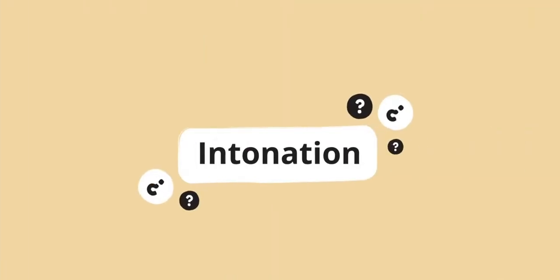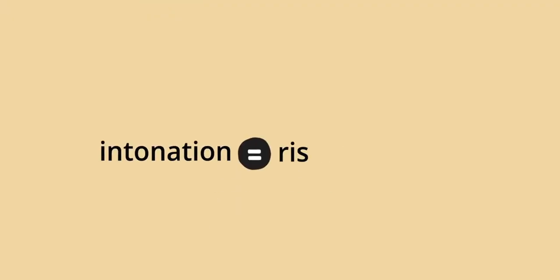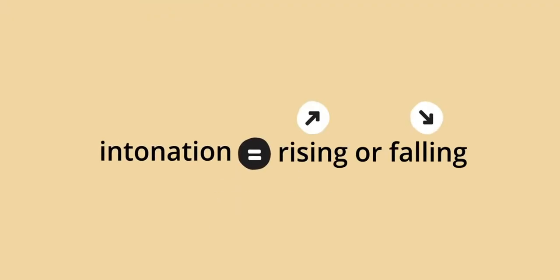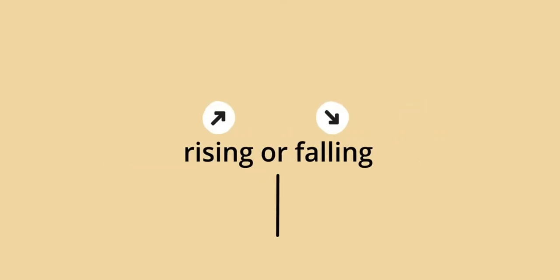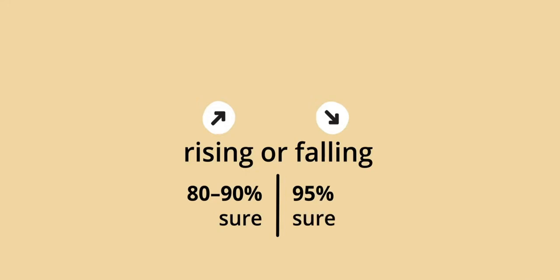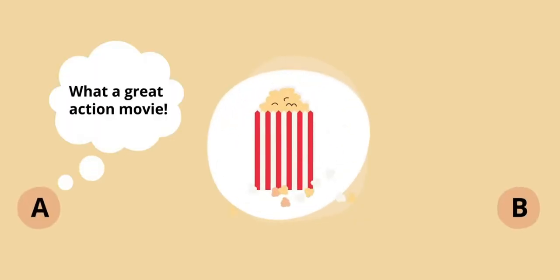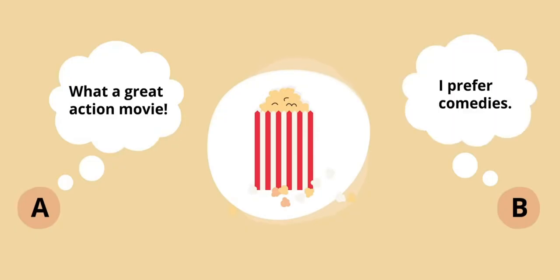What is intonation? Intonation refers to the rising or falling sound of someone's voice. For tag questions, we use rising intonation in the tag when we are about 80 to 90% sure that someone will agree with us. We use falling intonation in the tag when we are about 95% sure that someone will agree with us. For example, if my friend and I watched a really good action movie, but I know my friend prefers comedies, then I'm only about 80 to 90% sure that my friend will agree with me. In this case, I would use rising intonation.